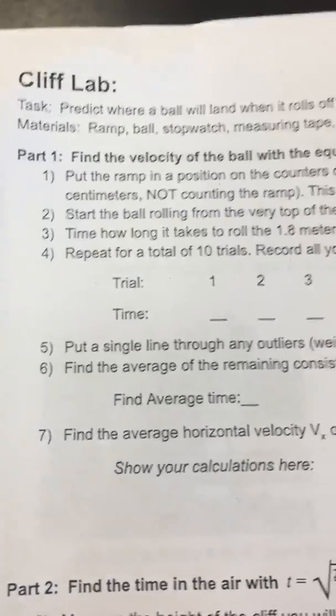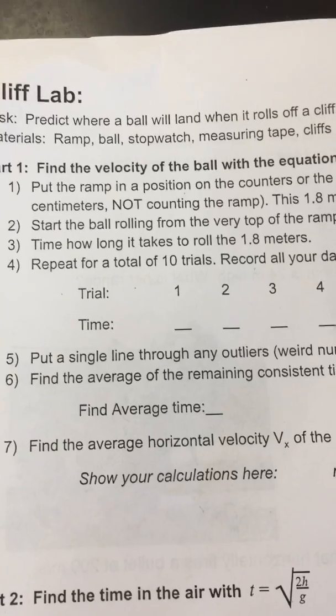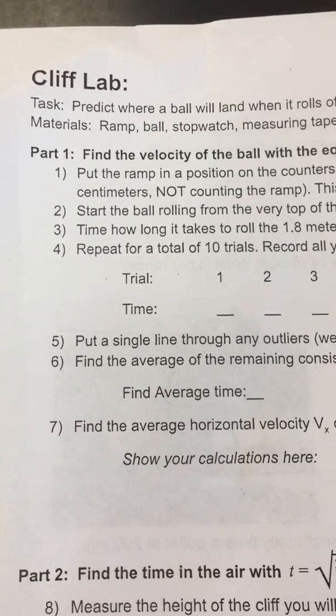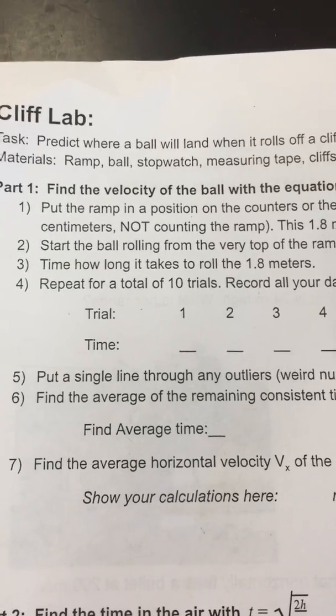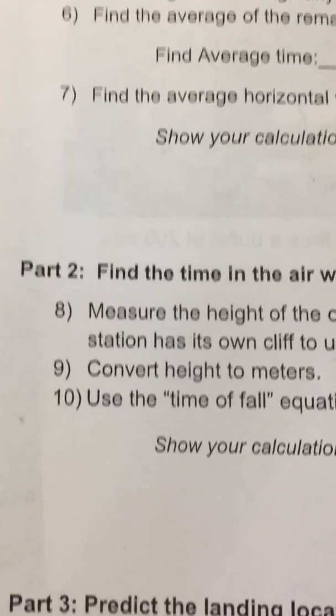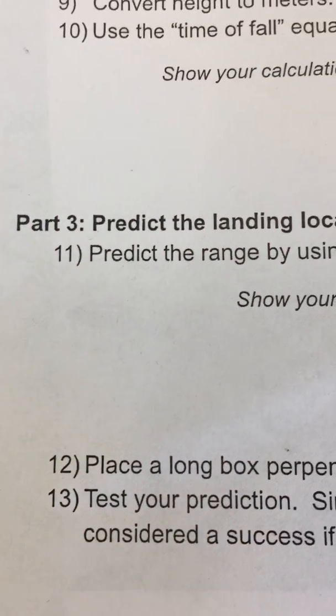The Cliff Lab. Our task here is to predict where the ball will land when it rolls off a cliff. It comes in 3 parts. The first part, we have to find the velocity of the ball. The second step, we're going to find the time in the air. And then the third step, we're going to actually predict the landing spot.